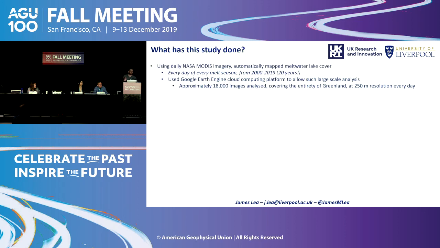So for what we did in this study, we used the same tool that Mark used for creating his videos, but we looked at MODIS Terra imagery. For the first time ever, we've been able to harness the amount of computing power provided by Google Earth Engine to analyze the entire satellite record of MODIS. That's every single day of every single melt season for the last 20 years. Altogether, it's around 18,000 images that we've analyzed to create these maps of where lakes exist.